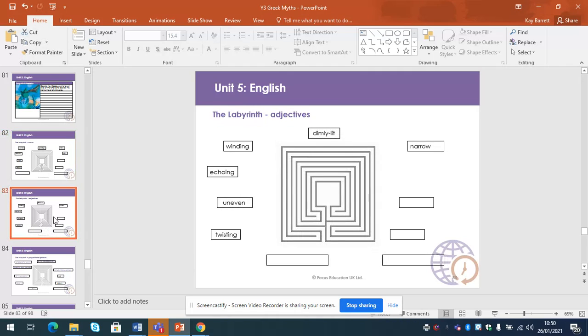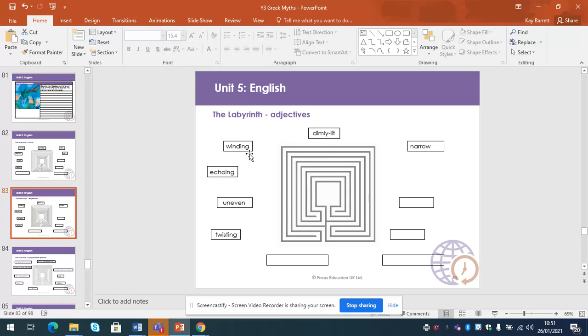On your next sheet, you've got some suggestions of describing words, adjectives that you might use to put together your sentences. So twisting, when something's not going in a straight line, it's twisting and turning, it's got corners. Uneven, so when something's not smooth, it might feel rough or bumpy. You might trip up on it, or the walls might feel uneven and rough to touch. Echoing, that's when, if you're in an empty labyrinth and there's lots of walls around, if you were to shout or even whisper, you'd hear your own voice come back. So that word echoing would describe that.